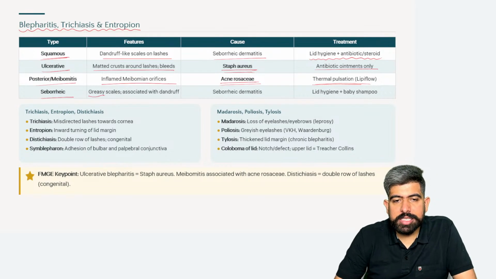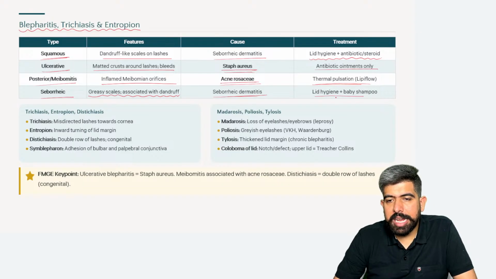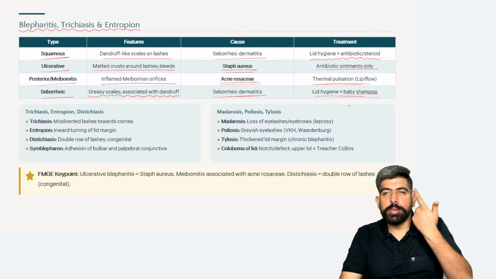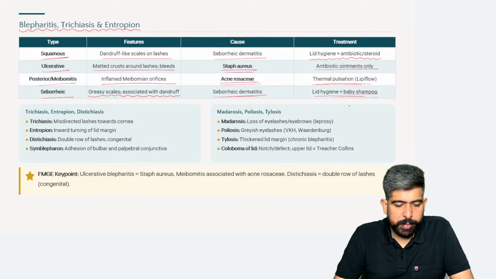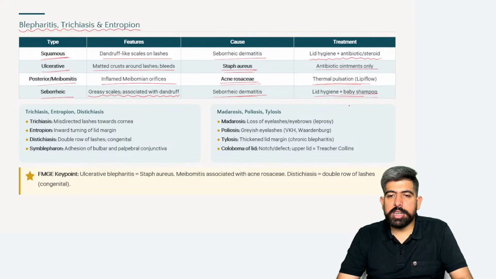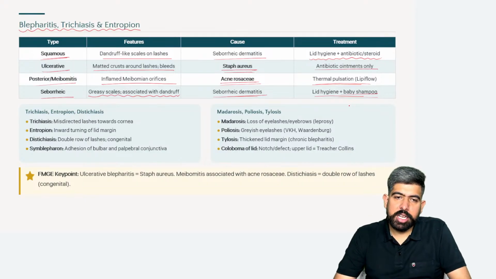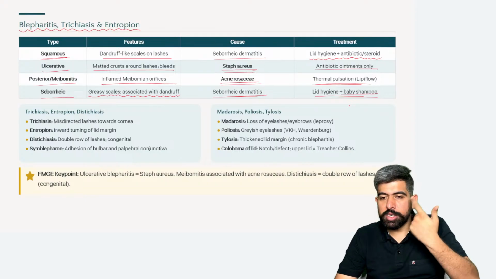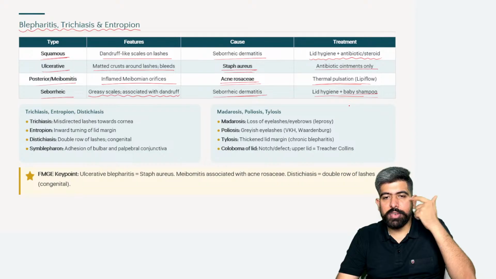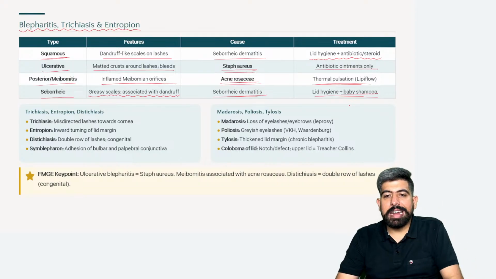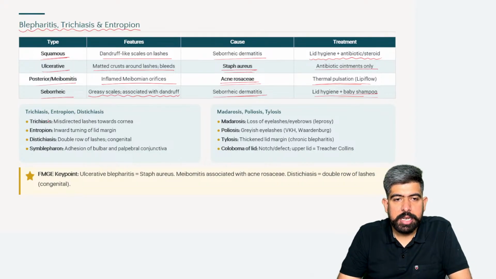In the seborrheic, there are greasy scales associated with the dandruff, and this is related, again, to the seborrheic dermatitis. The lid hygiene and the baby shampoo should be used for it, right? Why the baby shampoo? Because that will not cause irritation in the conjunctiva, right? So that's why we tell the patient to use the baby shampoo for washing and removing this dandruff, right?